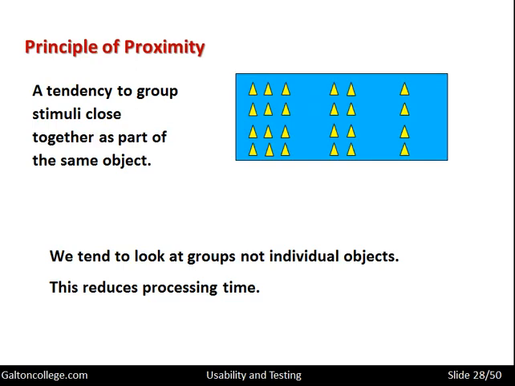So here we're looking at groups of objects. We're looking at little triangles. And what we're doing here is we are looking at the groupings. It reduces our processing time. We're saying, okay, the first one has got three columns. The second one's got 2 columns. The first one's got 1 column.